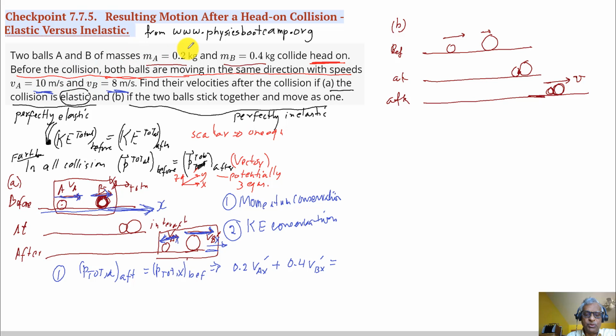So 0.2 times 10 plus 0.4 times 8. So this is 2 plus 3.2 is 5.2. Make sure I didn't make any mistake here. 0.2 times 10 is 2. 0.4 times 8 is 3.2. And so 2 plus 3.2 is 5.2.